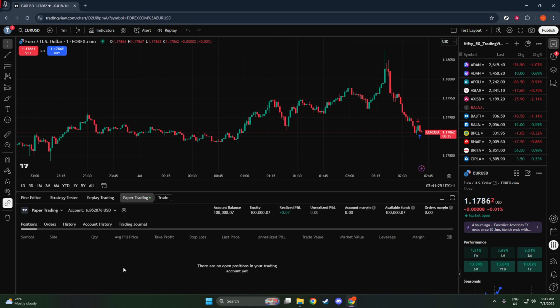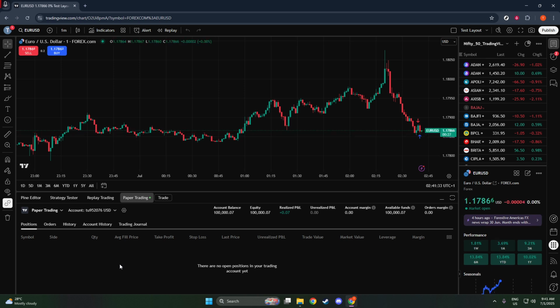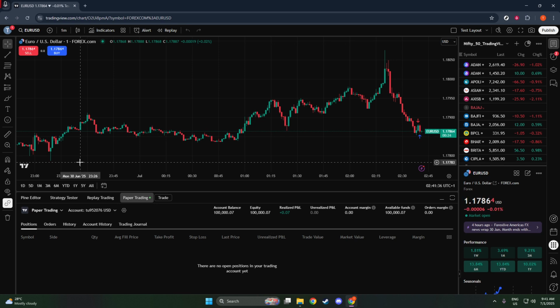In this demonstration, we'll use the paper trading option. Paper trading is a great way to practice trading without risking real money. It allows you to simulate trades and understand the mechanics prior to committing real funds. After selecting paper trading, click on Connect to activate this feature. With paper trading connected, you're now ready to short.